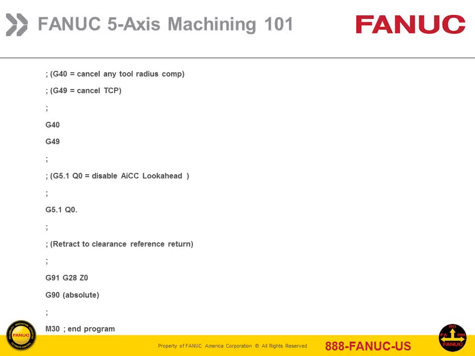Okay? So you use a G40 to turn off the tool nose radius comp. G49 will cancel the tool center point control. The G5.1 Q0 will turn off the look ahead. Then the G91, G28, that's just returning to a reference point. You could either use that or a G53. Either one of those would work. Then go back into absolute. Then the end of the program. So that's just a sample program. I just want to go through that in the beginning so you understand what a program looks like, the beginning and the end, what you need to turn on and off.